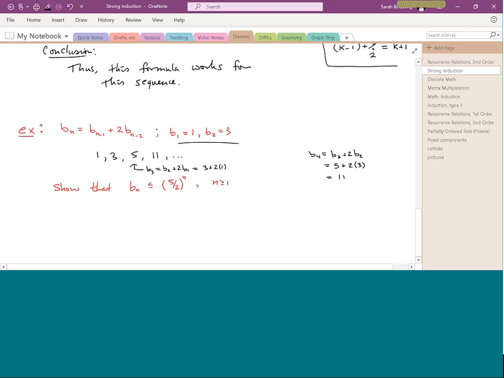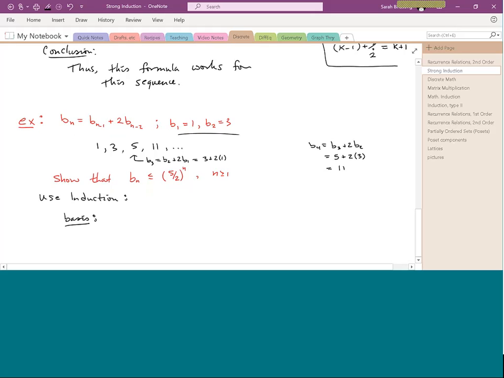Now, what does this tell you? It tells you if you look at each of these terms, it doesn't say they have to be a power of 5/2. It just says they're going to be smaller than some power of 5/2. Now, if we want to use induction, I'm going to go ahead and title this since it wasn't in the directions. The first thing we would do is use the basis step.